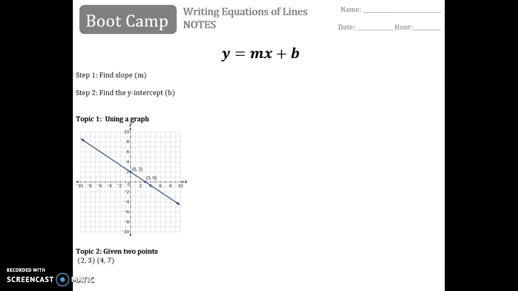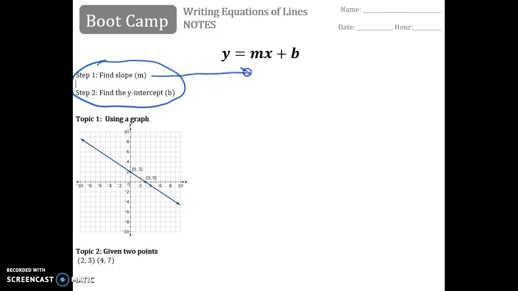Now we are writing equations of lines. We previously talked about just graphing lines. Now we're going to actually write our own equations. So there are basically two steps to the process. First, you have to find the slope, and then you have to find the y-intercept.